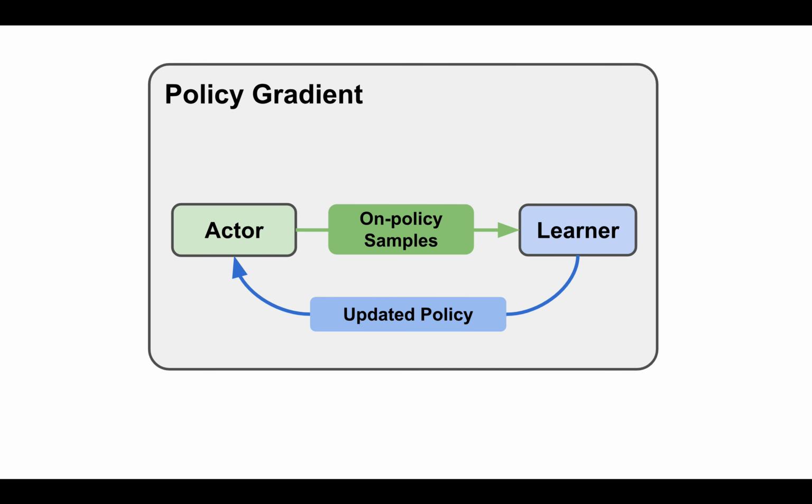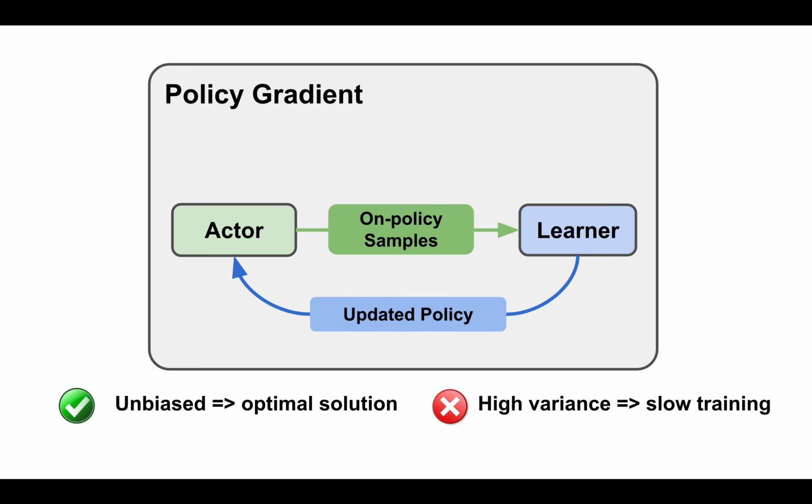Policy gradient is one of the most commonly used RL methods. It contains an actor that generates samples from the current policy and sends them to the learner to estimate the gradient and update the policy. The gradient estimate is unbiased and will find an optimal solution for expected rewards. However, because the gradient is estimated from only a few nonzero-reward samples, the variance is really high, which makes the training slow.